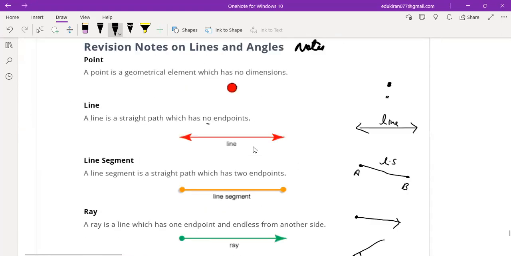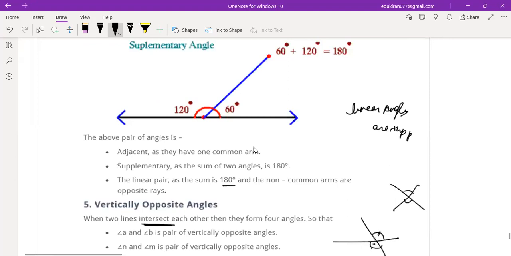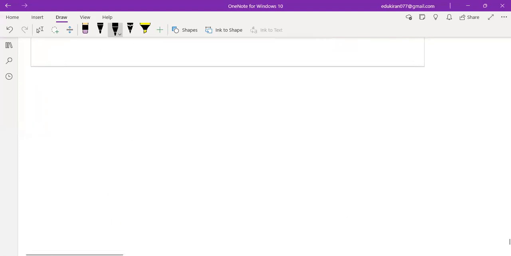Clear? Okay. Everyone, yes, ma'am, clear. So now, let's just quickly start.